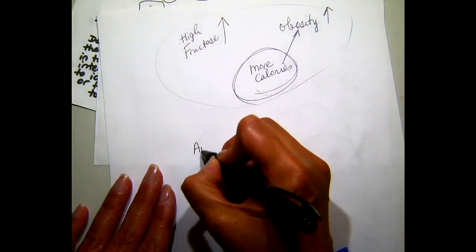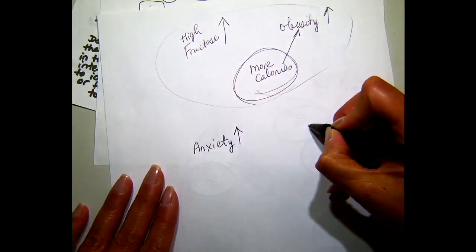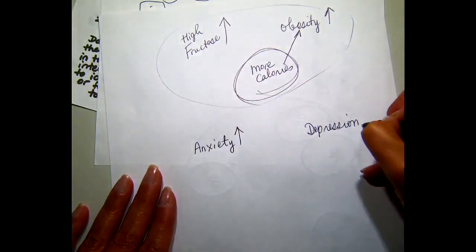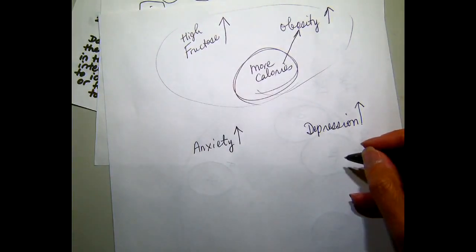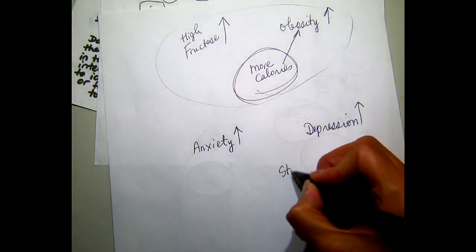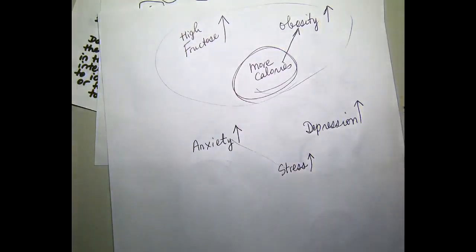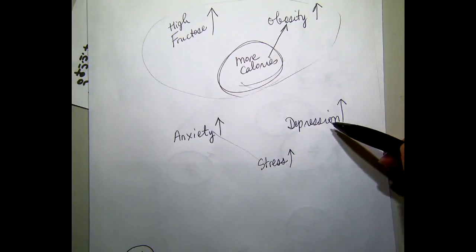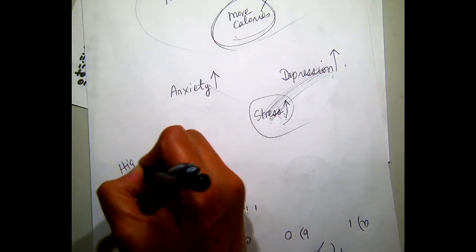Increase anxiety. As anxiety increases, what happens? Increase in depression. Okay. Is it true? Okay. Increase in stress. Okay. So as your stress goes up, your anxiety levels go up, and as your stress goes up, your depression goes up too. Is it true?